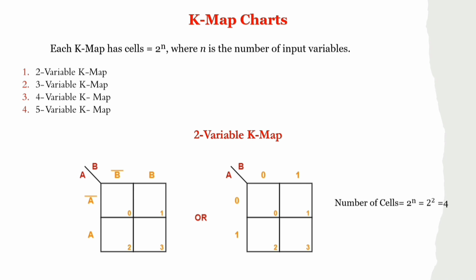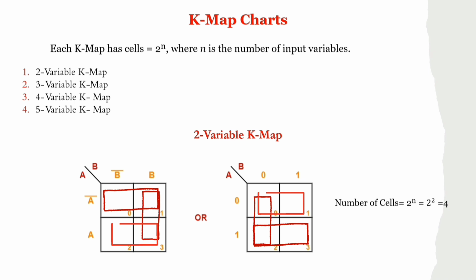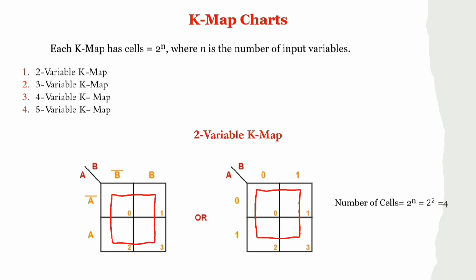In a 2-variable K-map, we can make a group of a single one if no adjacent ones are present, pairs of ones when 2 adjacent cells are present, and a group of 4 ones if all the cells are ones. You must always remember the group size must always be a power of 2, that is 1, 2 or 4.